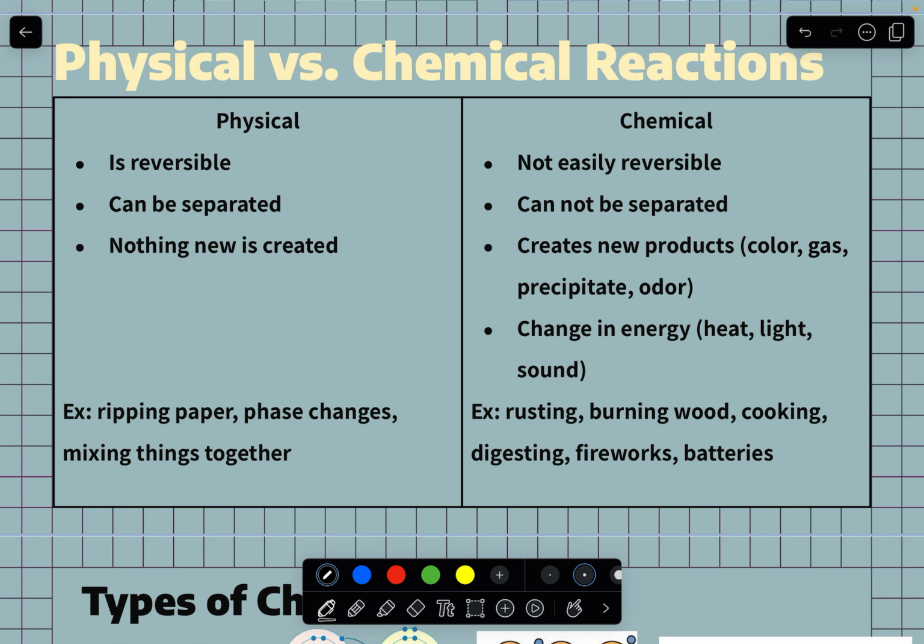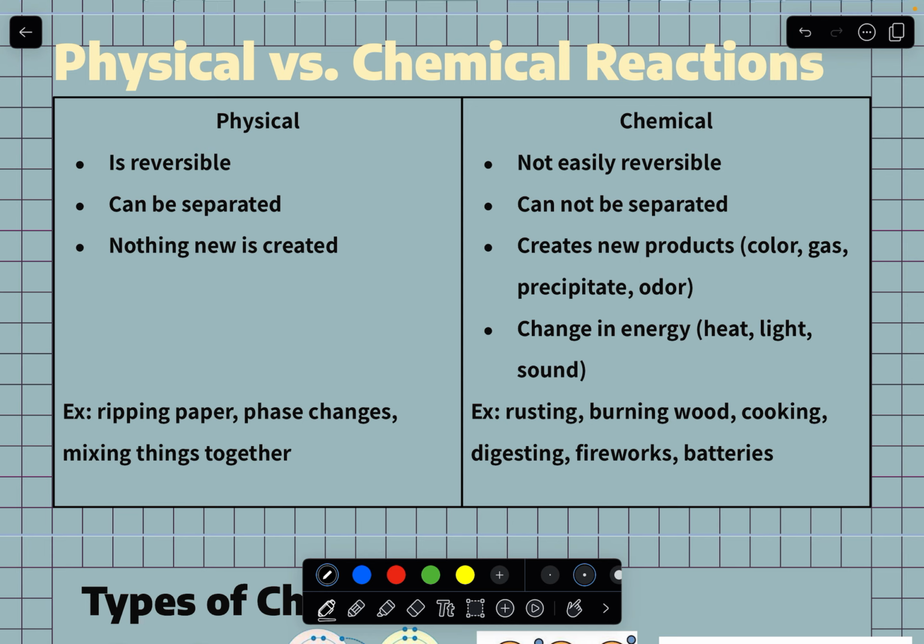Remember, anything that's physical change, physical reaction, it's something that is reversible, that the objects can be separated out. You're not making something new. You're just changing what it looks like, right? So some examples are ripping paper, phase changes, or mixing things together.